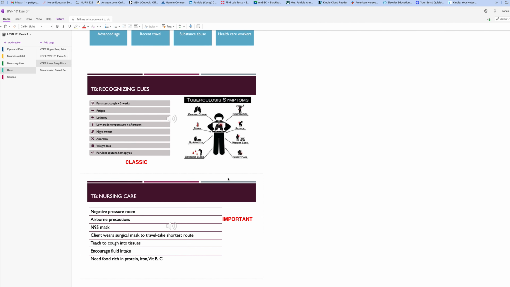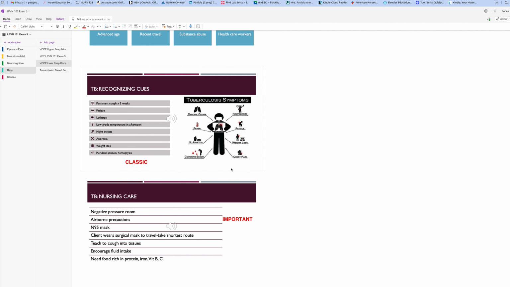Now, the signs and symptoms, classic, okay? This is the classic sign. Patient has a fever in the afternoon, persistent cough, lethargy, so really bad fatigue, night sweats. You hear that? Get them away from everybody else because they need airborne precautions.